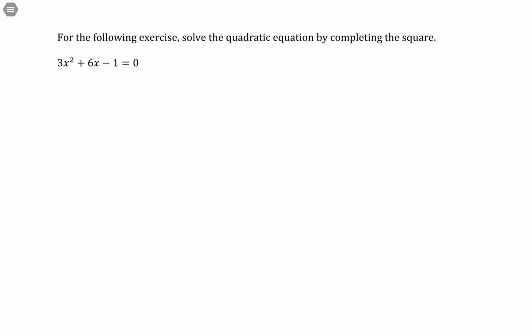Completing the square, I tend to find students do better with that because humans are just better with processes rather than formulas like the quadratic formula. So let's give that a try here.